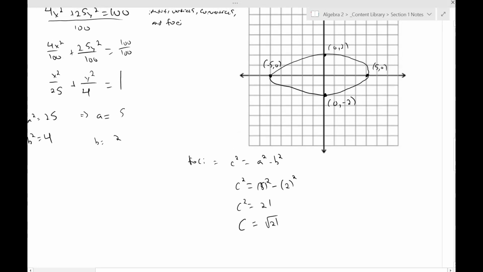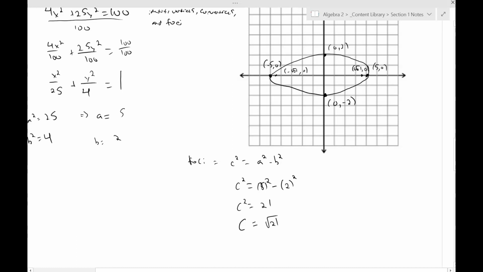And keep in mind, the foci lie on the same axis as the vertices. It's on the major axis, in that case, this horizontal line here, our x-axis right now. And it is the square root of 21, which is about 4.6. So we go a distance of about 4.6, right there. So our foci are going to be at negative root 21, or negative 4.6, and 0, and positive root 21 and 0.